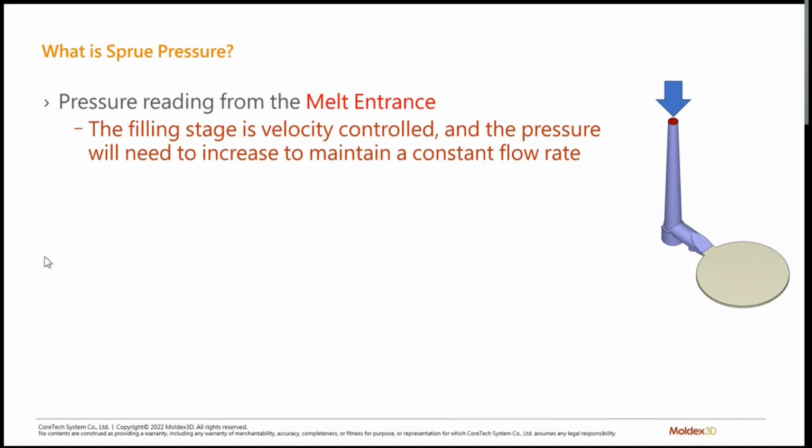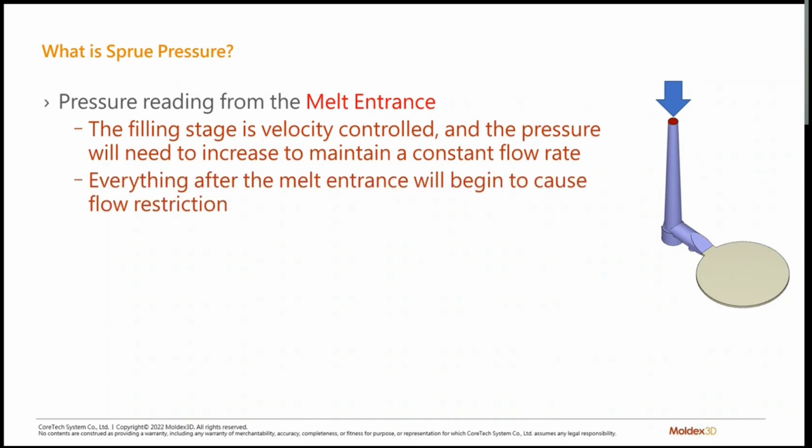The filling stage itself is a velocity controlled stage, and the pressure will need to increase to maintain that constant flow rate condition. So during the filling stage, we have velocity control. During the packing stage, we have pressure control. So during the filling stage, we're going to be holding that flow rate constant, and we need to continually increase our pressure. That pressure is going to build as we move through the rest of our system.